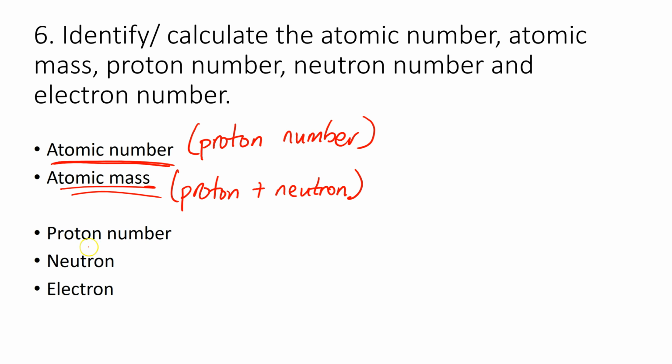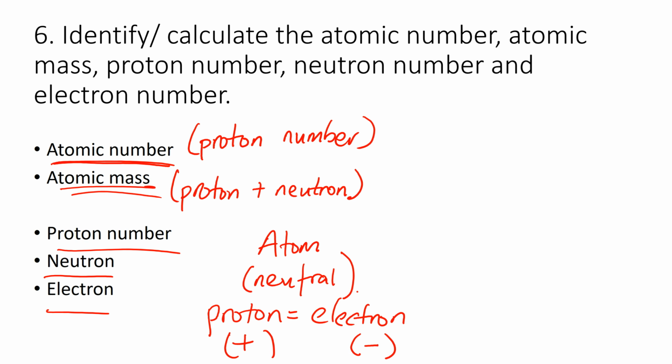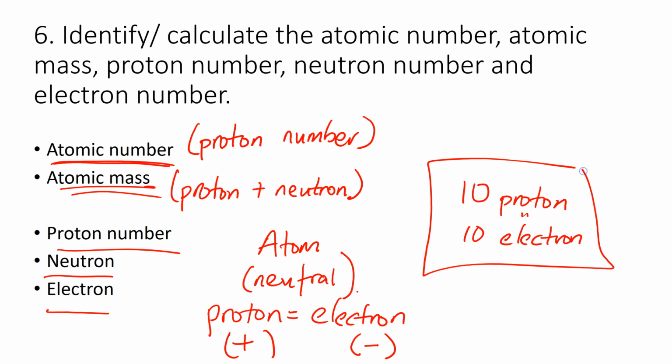We don't calculate it. The proton number is the number of protons it has, the neutron number is the number of neutrons it has, and the electron number is the number of electrons it has, right? So for an atom to be an atom, it must be neutral. Since an atom is neutral, the proton number must be equal to the electron number, because each proton is positively charged and each electron is negatively charged. So if an atom has 10 protons, it must have 10 electrons to cancel the charge. An equal number of protons and electrons makes the atom neutral.